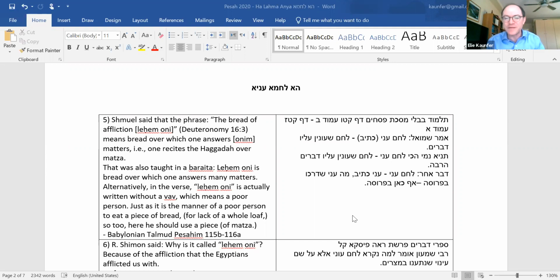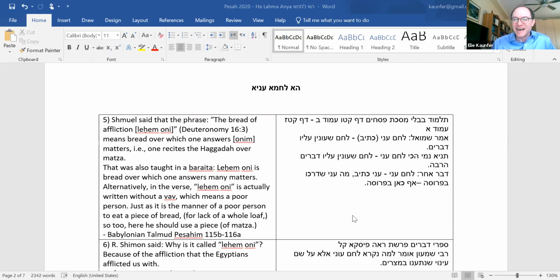So I want to give you examples of this from lechem oni, the ways in which it is interpreted in rabbinic literature. So first is probably the most famous, from the Bavli: Amar Shmuel, lechem oni, which is a quote from Deuteronomy 16:3, lechem she'onin alav devarim. What is lechem oni? Not actually the bread of affliction, but oni, like la'anot, means to answer or to respond. Lechem, it's the bread on which we respond with words. That is to say, it's literally the conversation piece of the meal.